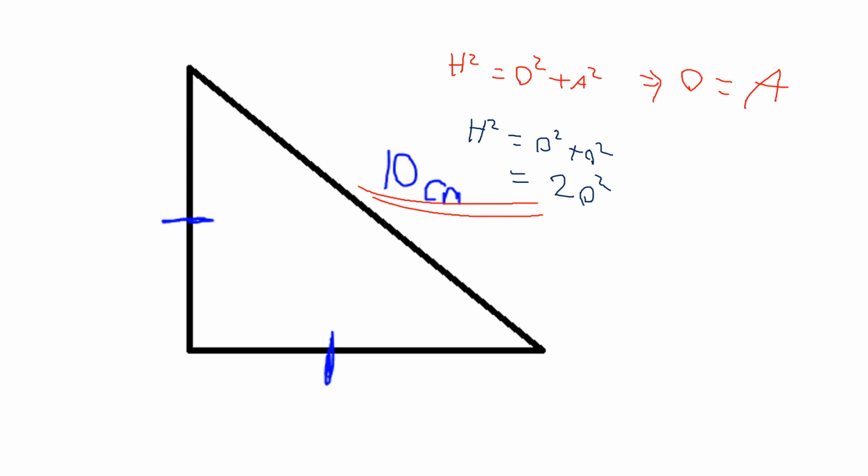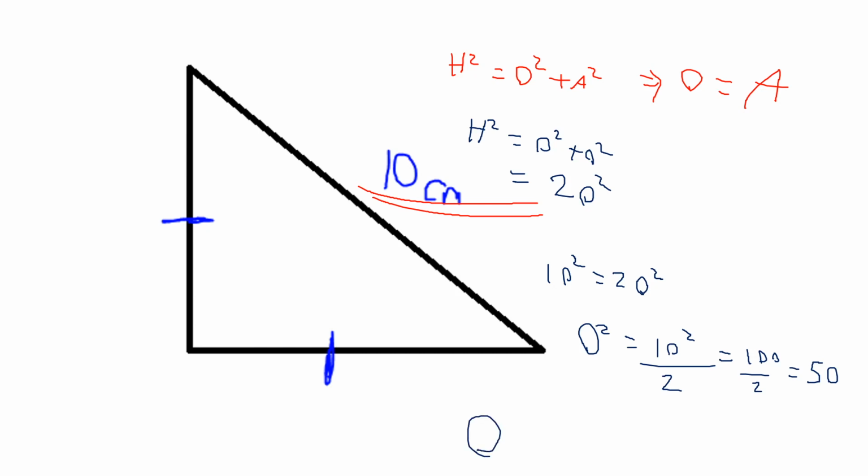And now we can solve this like an equation. So 10 squared is equal to 2 times opposite squared. So then opposite squared is going to be 10 squared divided by 2, which is equal to 100 divided by 2, which is equal to 50. And so therefore the opposite is just going to be the square root of 50, which is equal to 7.1 centimeters to 1 decimal place.